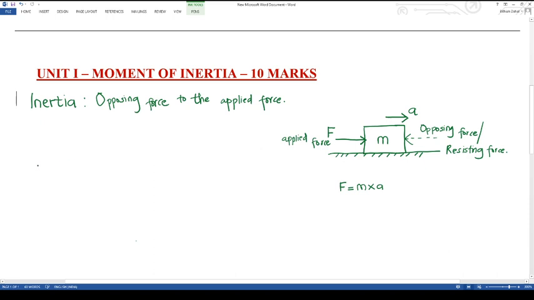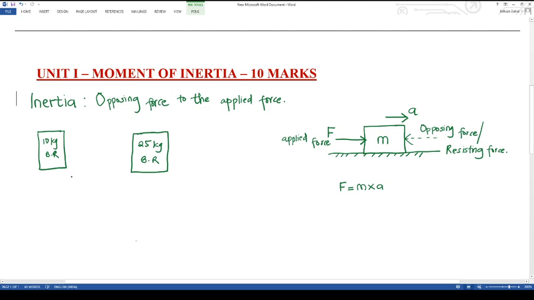Right? So, let us see how the mass of the body affects the inertia. If my mass is bigger, let me compare 2 bags of rice. Let this be a 10 kg bag of rice, and here let this be a 25 kg bag of rice.